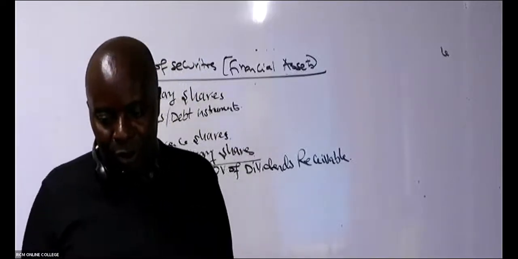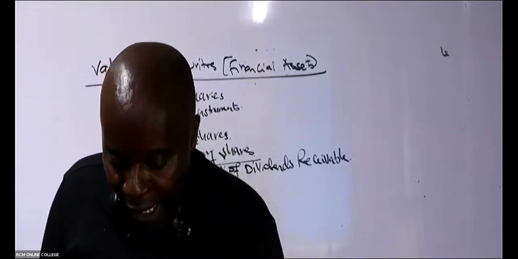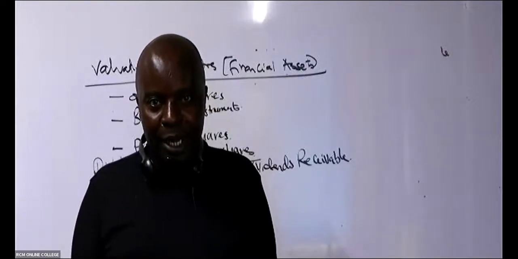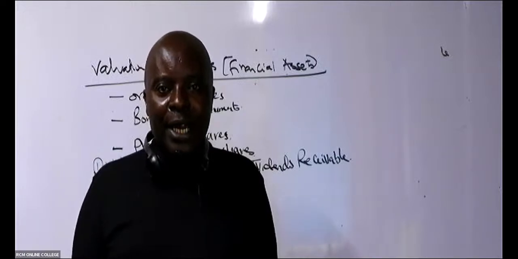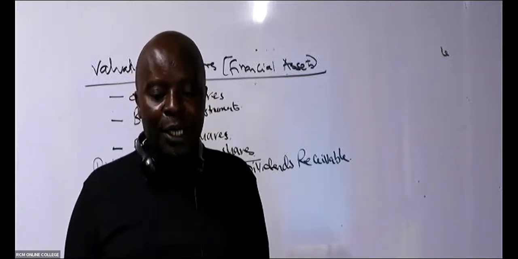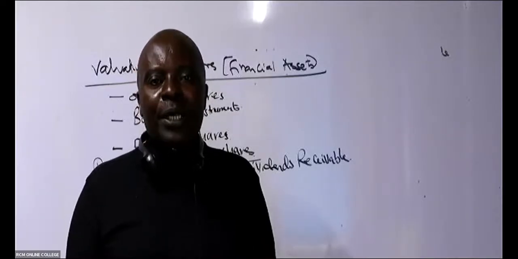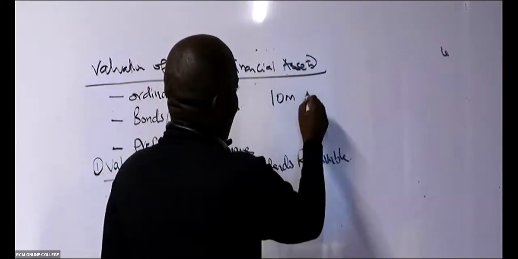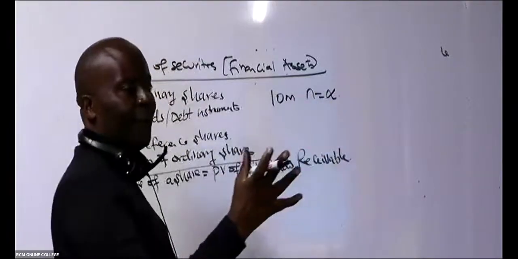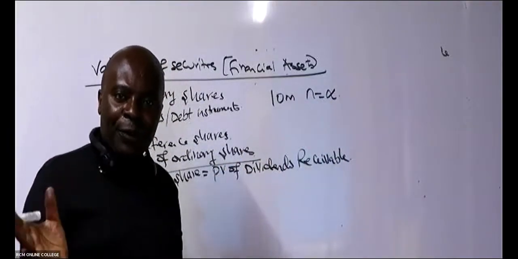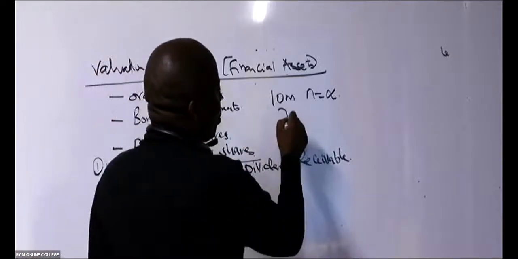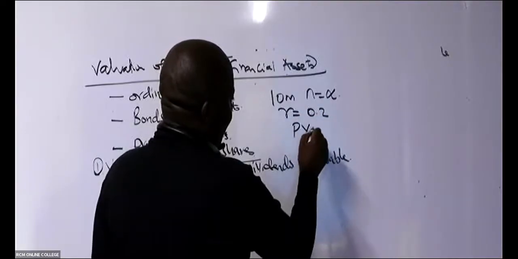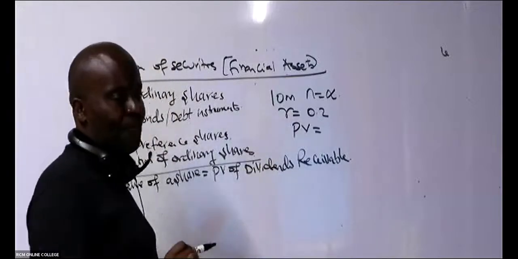Now, let me ask you a question. Assuming in this case we have Queen, who happens to meet a very good person. Somebody tells Queen, you'll be getting 10 million Kenya shillings every year, to infinity, indefinitely. And R, the cost of capital, they give you as, say, 0.2. Can somebody give me the present value of Queen's cash flow?